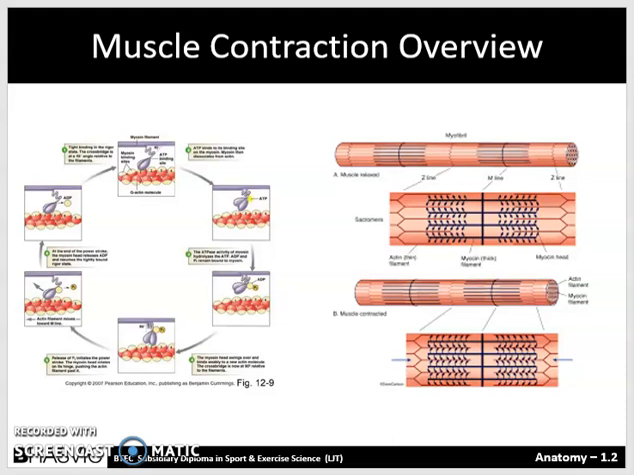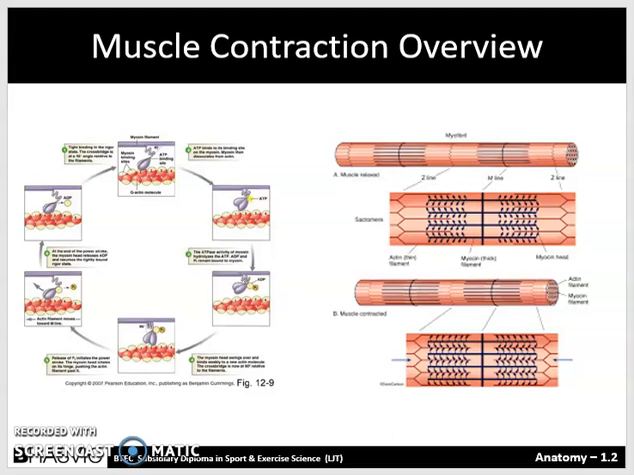A myofibril contains units called sarcomeres. Sarcomeres run adjacent to one another down the length of the myofibril. Each sarcomere consists of alternating thick and thin protein filaments, giving a skeletal muscle its striated look. The muscle contracts when these filaments slide past each other.